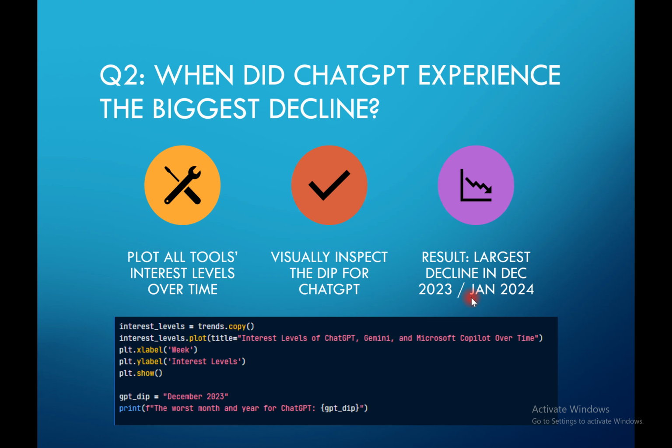If you go to the second question, next I want to find out why ChatGPT saw its biggest drop in interest. So I plotted the interest levels of the three tools across the timeline. Visual inspection of the data for ChatGPT showed the largest decline in December 2023 and January 2024. This could be due to external factors like news, competition, and also seasonality. And here I will later explain the code in more detail.